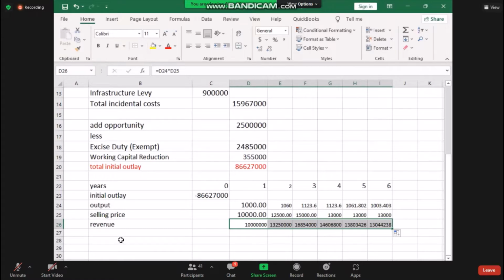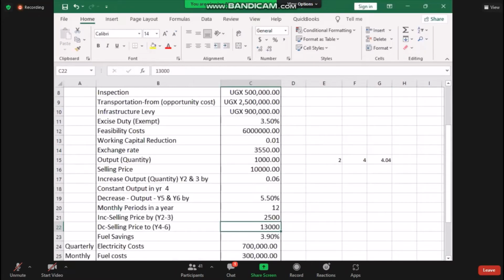Now, there is something that we have in our investment detail, and that is a fuel saving. It is here. Fuel saving. And they are telling us that it is 3.9%. According to the question that we have, let me try to share this screen also. Anyway, let me just read for you, then we shall interpret.